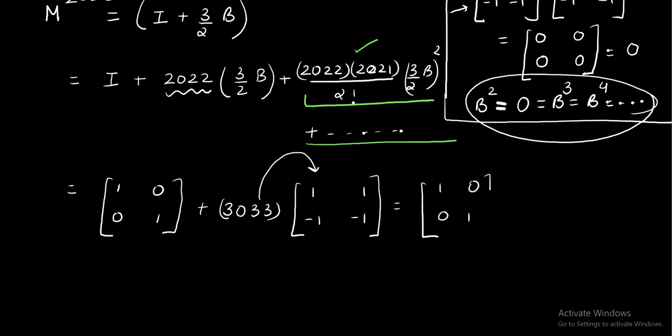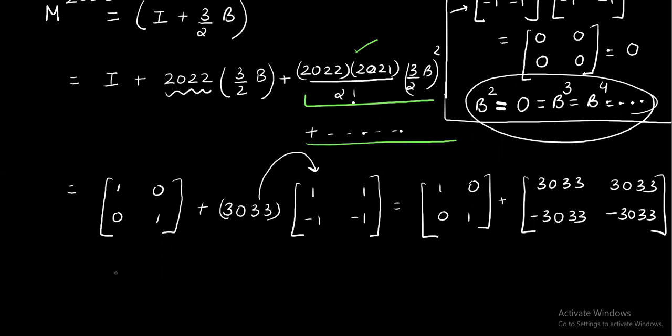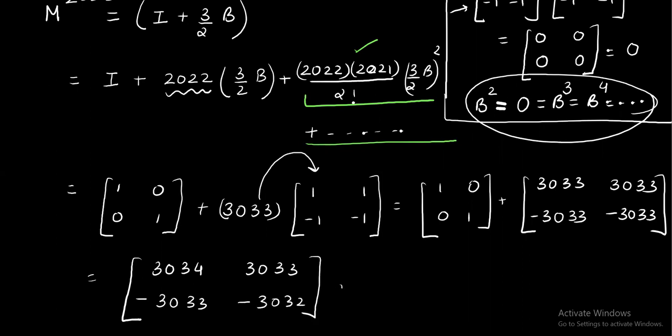So let me do the calculation part for you. And you will find that yes, we are about to get the answer. This is minus 3033, minus 3033. Just completing the last step. This becomes 3034, 3033, minus 3033, minus 3032. See, so this is the answer.